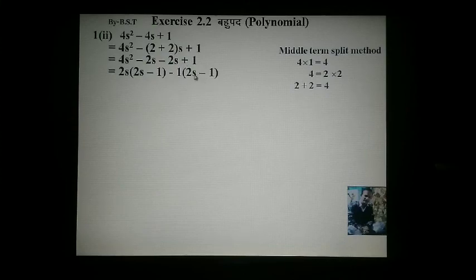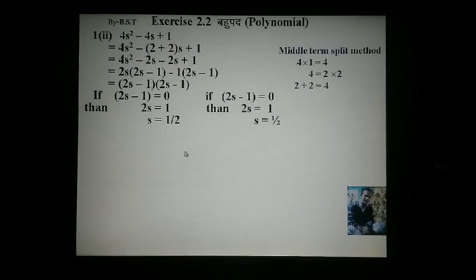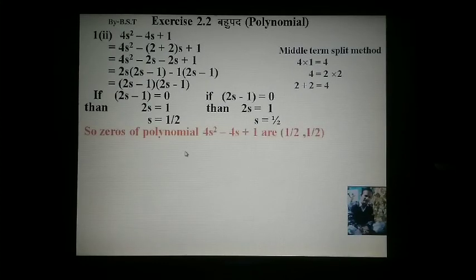2s minus 1, 2s minus 1, again take common from these two, then we get remaining 2s minus 1, 2s minus 1. If 2s minus 1 is equal to 0, then s equal to 1 upon 2. Both are equal roots. So the zeros of the polynomial are 1 upon 2, 1 upon 2.